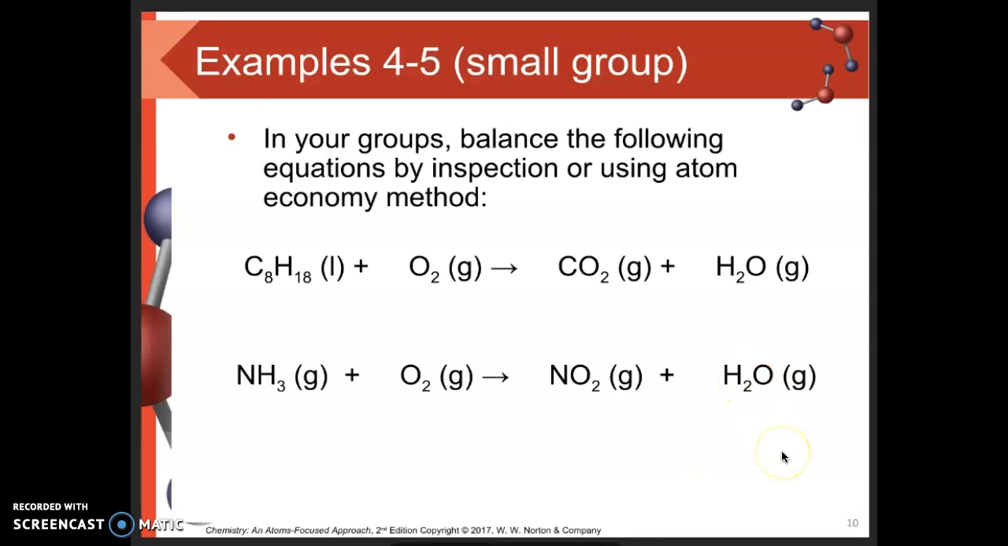So for these last two, I'm going to give you the answers here in about 15 seconds. What I want you to do, pause the video and try to balance these on your own. If you need to break it out and get into the atom economy method, go ahead and do so. If you're feeling confident you can do them just by inspection, that's fine as well. But in 15 seconds, I will reveal the answer. So if you want to do that, go ahead and pause now.